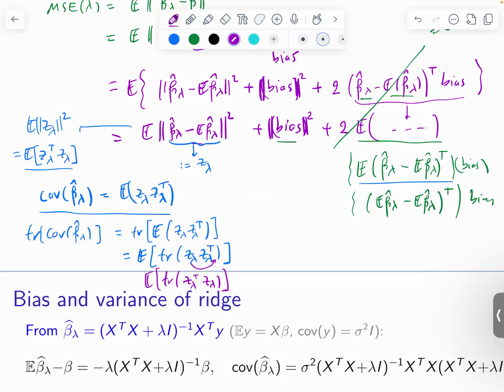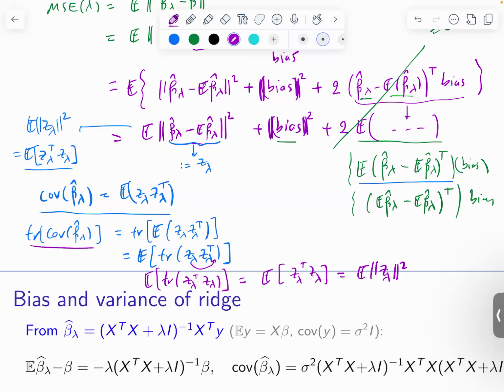So now what? Another tricky step. z transpose z is a scalar. What is the trace of a scalar? It is itself. It's like a 1-by-1 matrix, so I can just drop the trace. I get z lambda transpose z lambda, which is really what I wanted. Okay. So we notice that this term that we were after is the trace of the covariance of beta hat lambda.